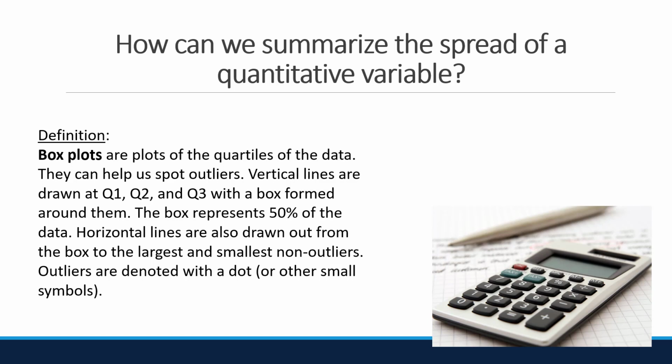Definition. Box plots are plots of the quartiles of the data. They can help us spot outliers. Vertical lines are drawn at Q1, Q2, and Q3 with a box formed around them. The box represents 50% of the data. Horizontal lines are drawn out from the box to the largest and smallest non-outliers. Outliers are denoted with a dot or other small symbol. Located in the video script is an additional video with an informative example of box plots and quartiles.